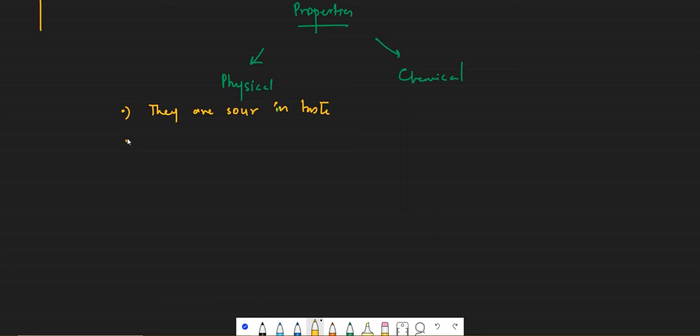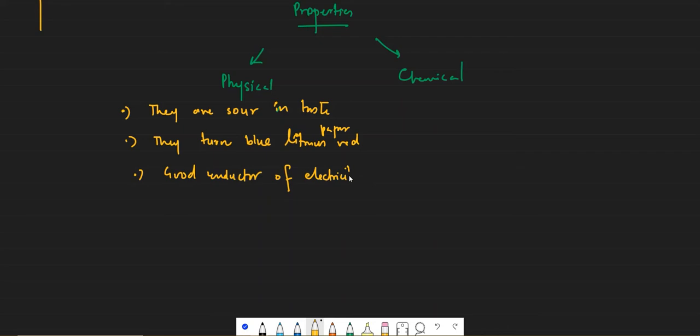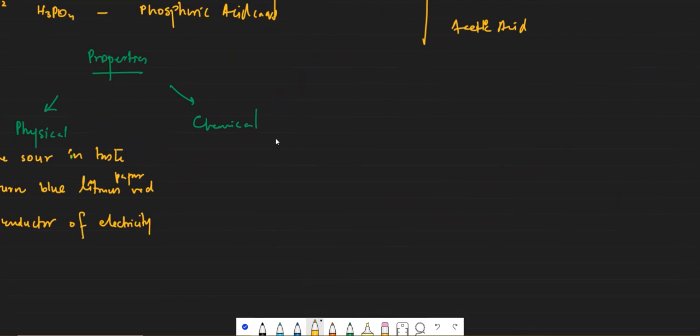The other property is they turn blue litmus paper red. This litmus paper is a type of indicator. We are going to study it later in this lesson. But just remember that they turn blue litmus paper red. Okay, they are good conductors of electricity. Why? Because when they are dissolved in water, the ions are free to move. So these ions carry electric current through the acids. Now coming to the gist of the acids, which is the chemical properties. Number one chemical property.